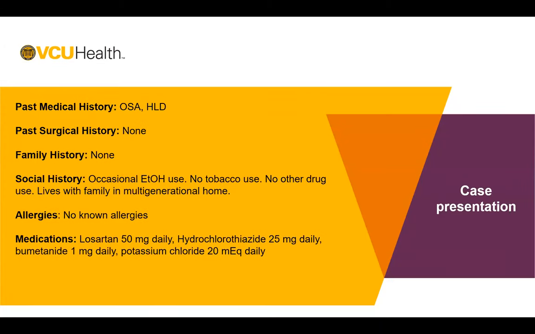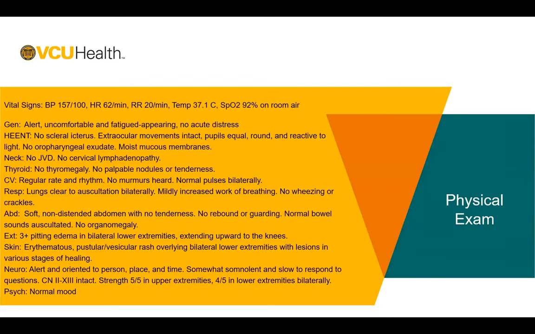Not a ton of relevant information in the review of history. He does have obstructive sleep apnea and hyperlipidemia. He occasionally uses alcohol, but does not use tobacco or other drugs. He lives with his family in a multi-generational home. He has no known drug allergies, and his only medications are those that were started when he was recently diagnosed with hypertension and lower extremity swelling. So you can see those listed here on the slide.